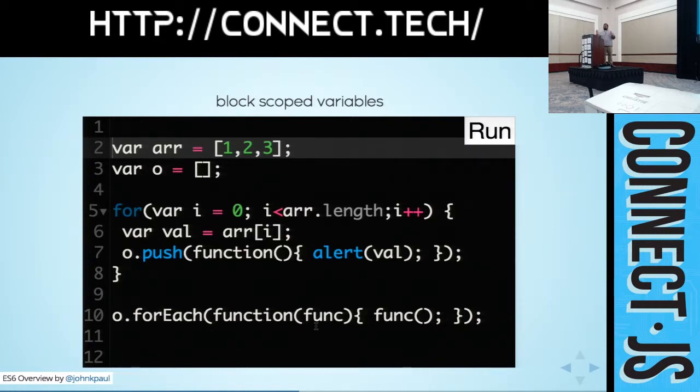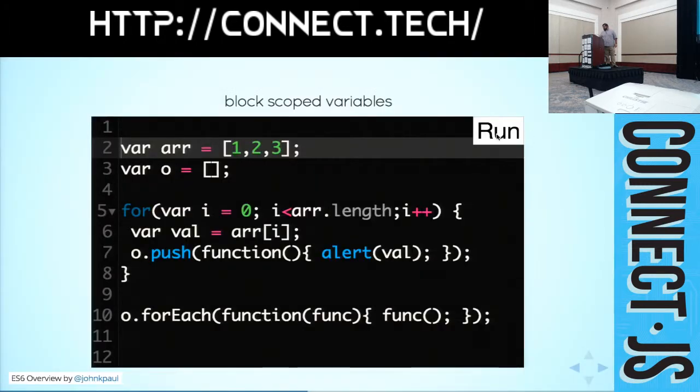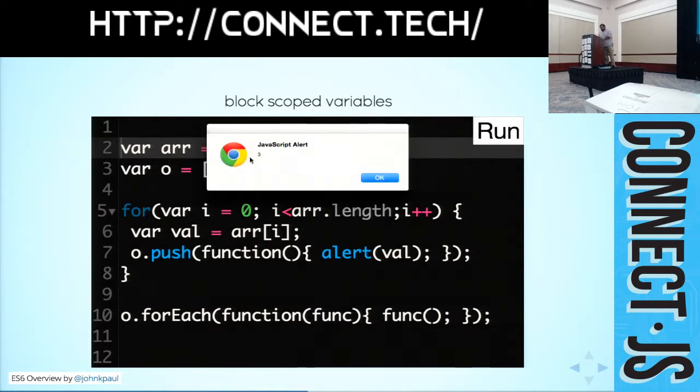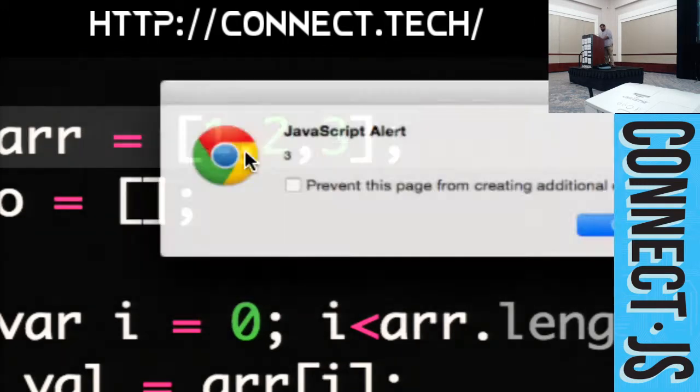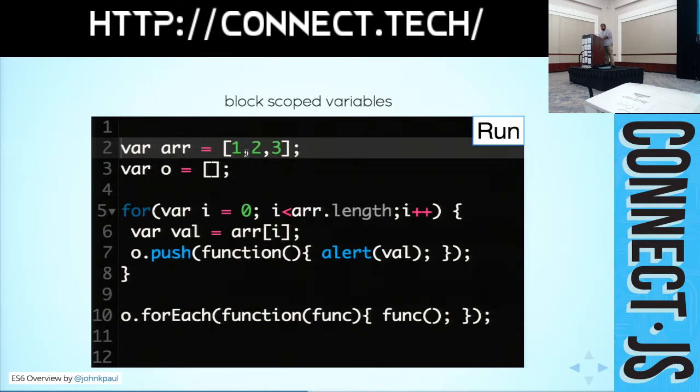I don't know how many of you have seen something like this before. This is a very common interview question that I gratefully have not given, but I have heard about many times. Can anyone tell me what is alerting on line 10? Don't worry, I'll just hit the run button. My expectation from writing this code is that it tells me 1, 2, and 3. What do I actually get? I get 3, 3, and 3.